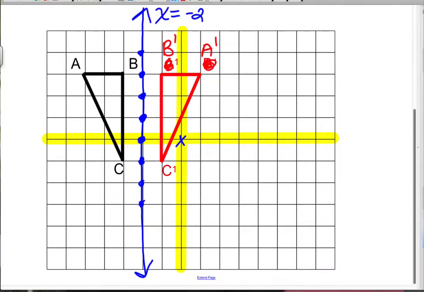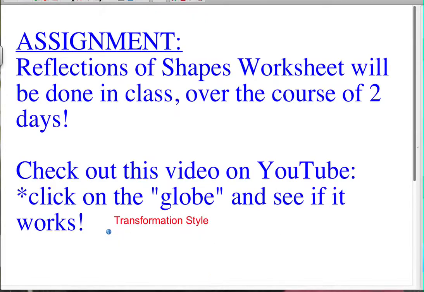That's all new learning. It's good stuff. We'll spend 2 days working with these ideas in class.